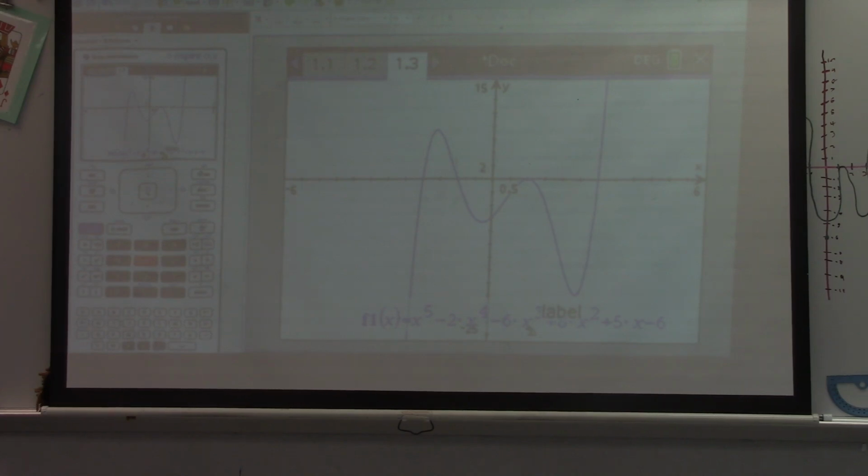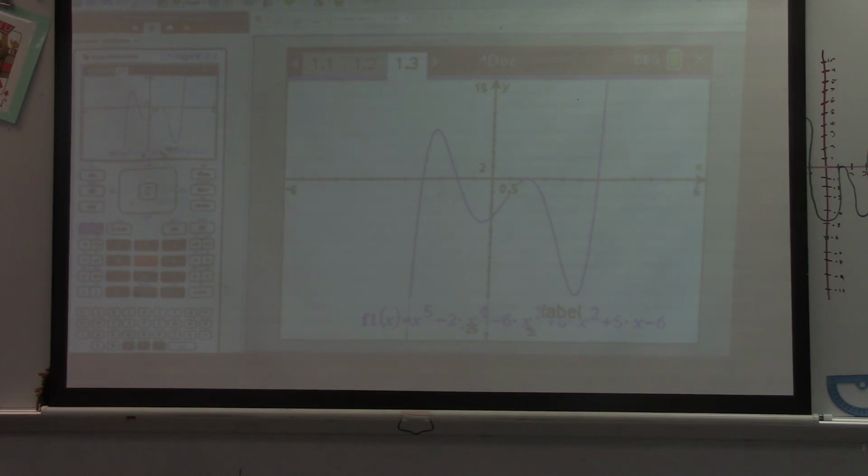Now, can I see my zeros? Can I see my maximum? Can I see my minimum? Can I see those key features? Yes. Now, here's a couple of things that I need us to remember and in a second make notes about.